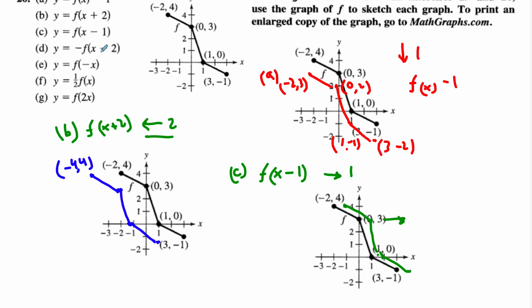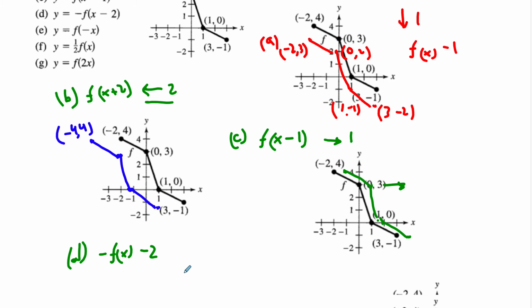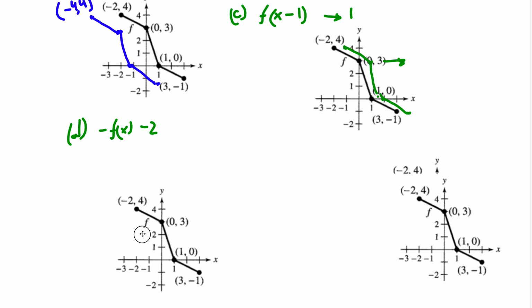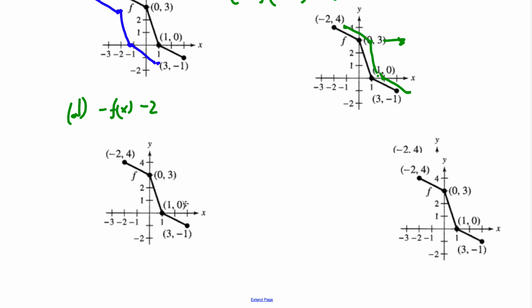D has a couple of things going on. D is going to be a bit more complicated. So it's opposite f of x minus 2. Let's write this down. Opposite f of x, then minus 2. Now, order of operations is kind of important here, so let's be careful. Opposite f of x minus 2. So you can see my little cache of graphs here.